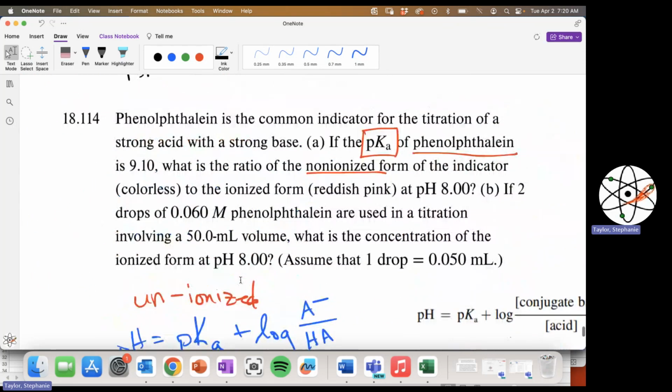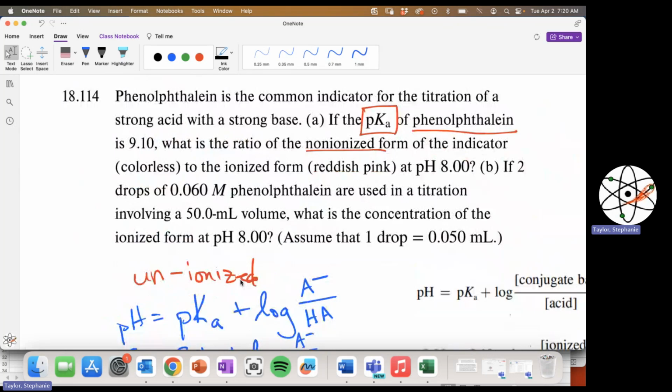Part B says if 2 drops of 0.06 molar phenolphthalein are used in a titration involving a 50 milliliter volume, what's the concentration of the ionized form, so the A minus, at pH 8? Assume that 1 drop is 50 microliters, 0.05 milliliters. And yes, that is one of those weird things that as a biochemist, you actually do wind up memorizing how much a drop is. By the way, question that definitely nobody asked.